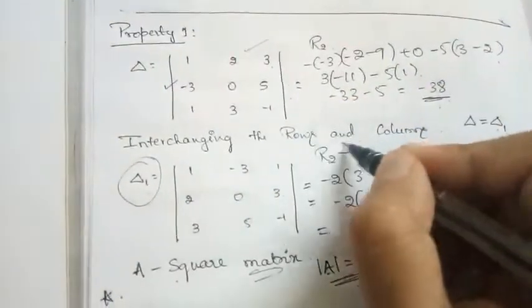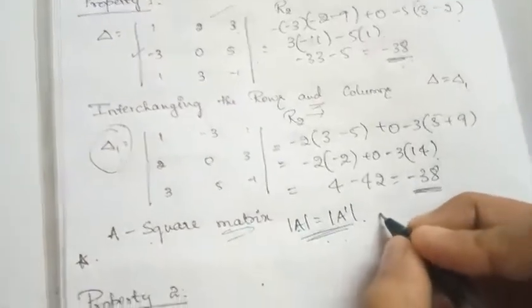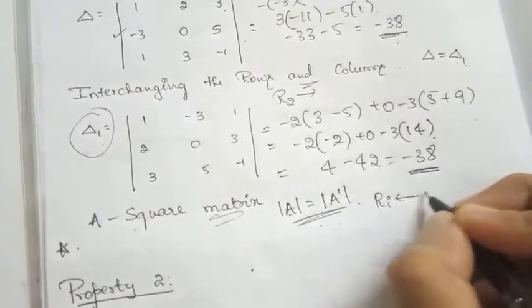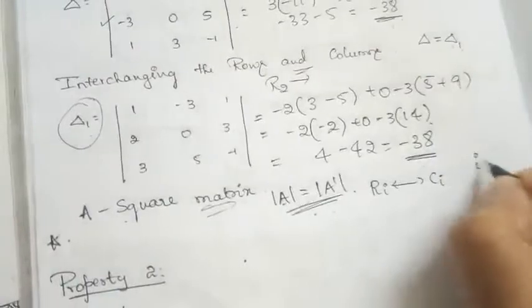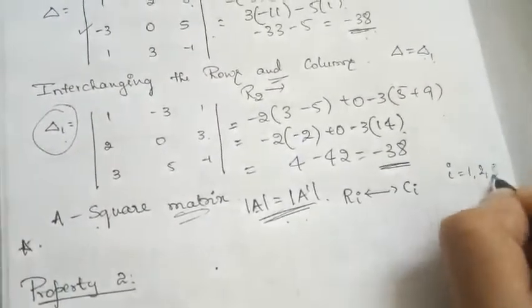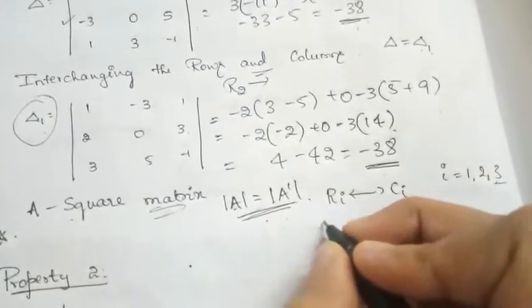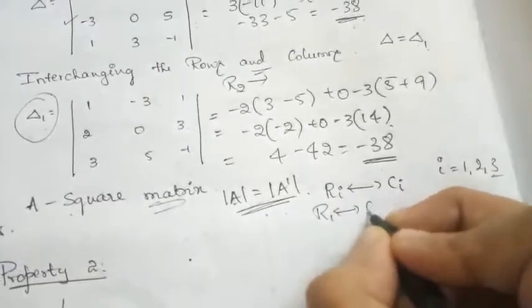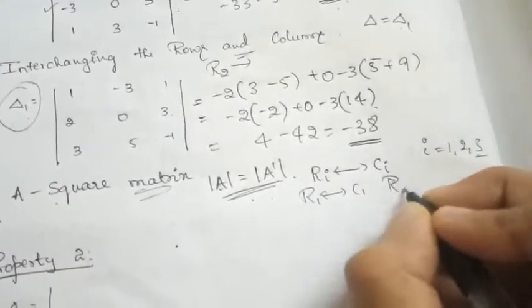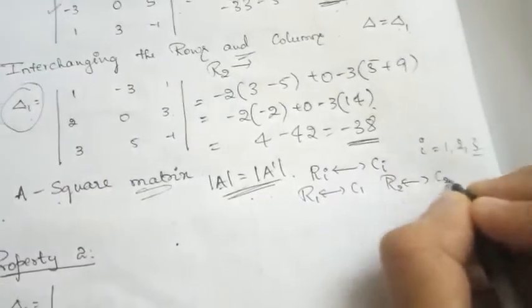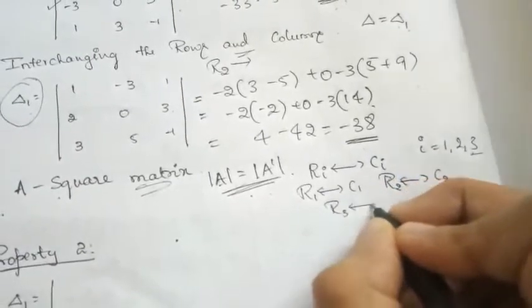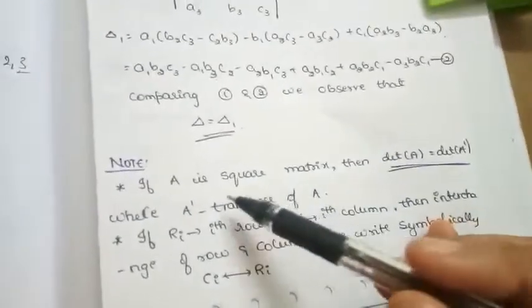So the symbolical representation of this interchanging of row and column is represented as Ri is interchanged with Ci, where the value of i is equal to 1, 2, 3, because the property we are learning is restricted only up to 3 rows, that is the order 3. That is nothing but R1 is interchanged with column 1, R2 with column 2, and R3 with column 3. So this is regarding the first property. Now let us move on to the second property.